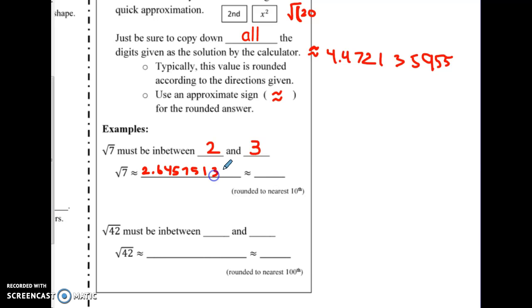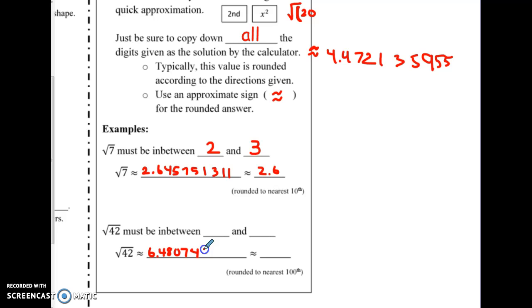And sometimes we might want to round this off to the nearest tenth just to make it easier to work with, so it's approximately 2.6. And then we'll do a square root of 42. I have approximately 6.48. Again, lots of extra digits to jot down.